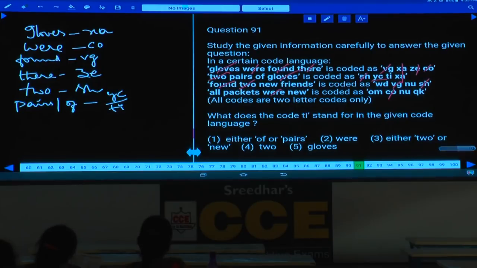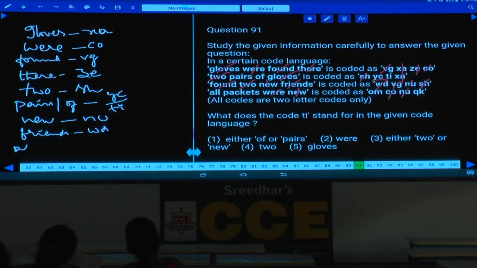Then coming to new friends. New is the word which is common between these two. As new is the word which is common, and what is the code common here? NU. And the code to the word new is NU. As new is NU, what is left over here? Friends. And what is the code to the word friends? Friends is WD. Now in this one, all and packets are left over. And what are the codes to these two all and packets? The code for these all and packets could be OM and QK. Now these are the words and their corresponding codes.